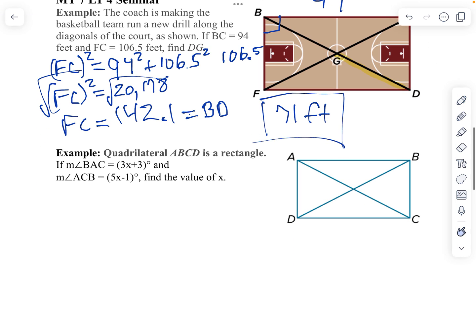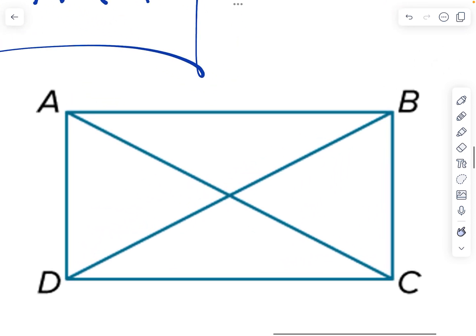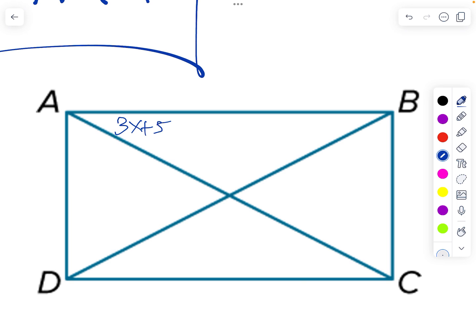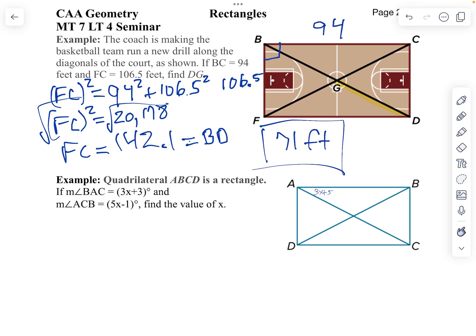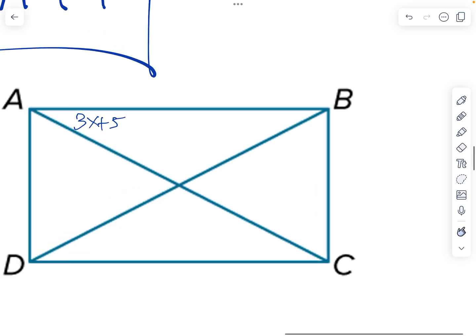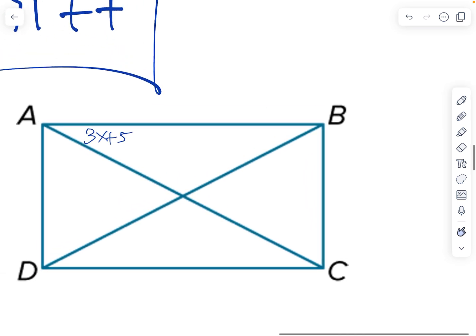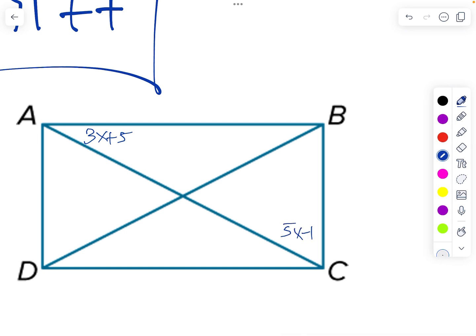Now let's take a look at our next one. We know this is a rectangle again. We know angle BAC is 3x plus 5. I think I'm going to blow that up so I can write it in here. So this is 3x plus 5. We also know that angle ACB is 5x minus 1. So A to C to B is 5x minus 1. And since it's a rectangle, I know that this is the right angle.